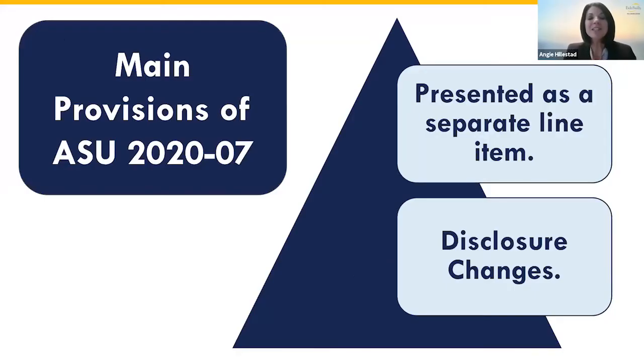Okay, so now let's tie all this information into ASU 2020-07, presentation and disclosure by not-for-profit entities for contributed non-financial assets. So the FASB, the Financial Accounting Standards Board, issued this accounting standard update to improve generally accepted accounting principles by increasing the transparency of contributed non-financial assets for not-for-profit entities by enhancing the presentation and disclosure requirements.